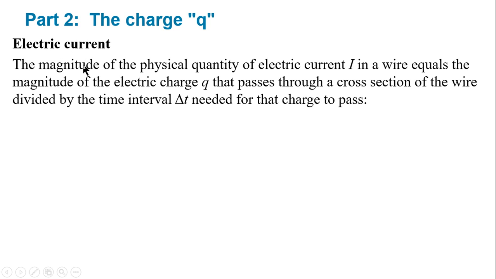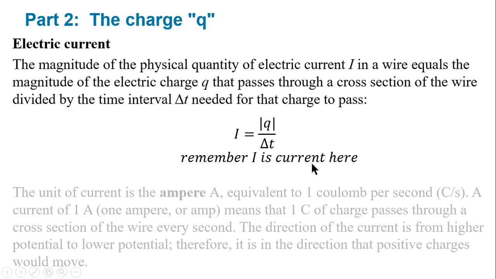Take a look at the parts. The magnitude, so the size of the number of electric current, which is I, in a wire equals the size of the electric charge, which is Q, that passes through a cross-section. So you have this charge passing through this little section of wire divided by the time. And there you go. I, absolute value here, equals Q over delta T. That makes sense. Remember, I is current here. It is not moment of inertia.